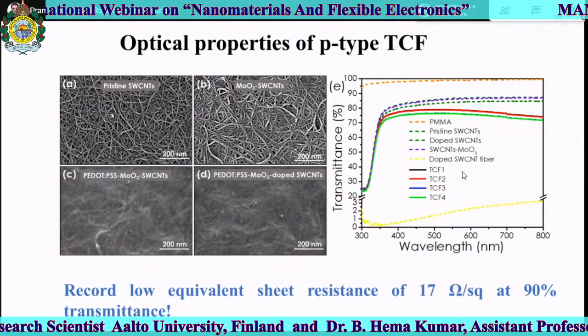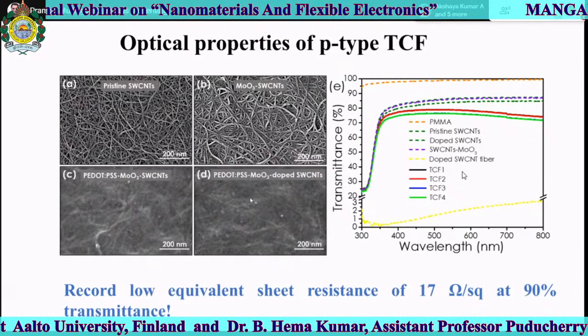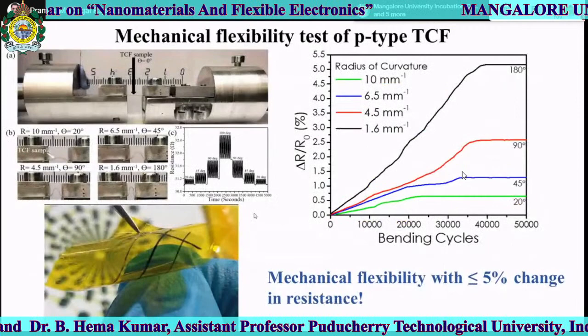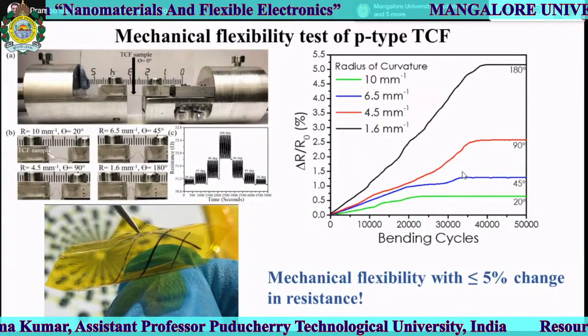Between the pristine carbon nanotubes, which I showed you previously, and the TCF stack, which is a stack of PEDOT:PSS, moly oxide, and carbon nanotubes. And this is how it actually looks. And then we checked the mechanical properties of the whole transparent conductor. So what we did was we made up to 50,000 bending cycles at different radii of curvature.